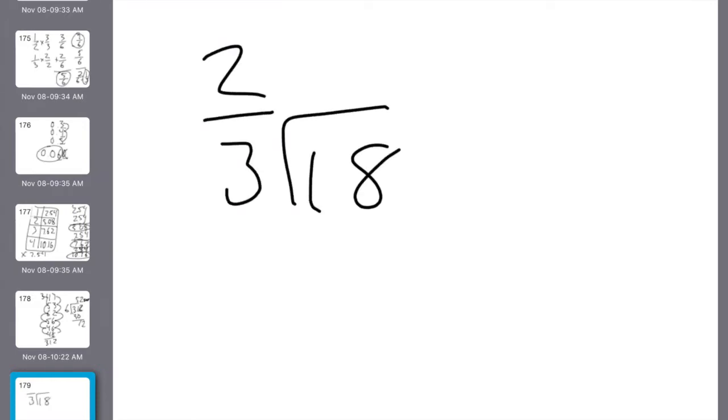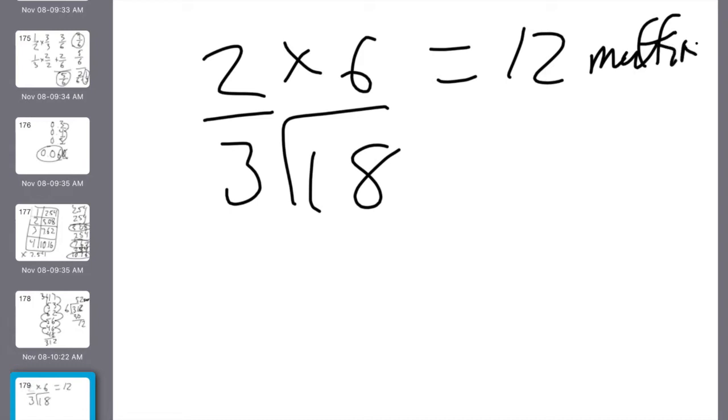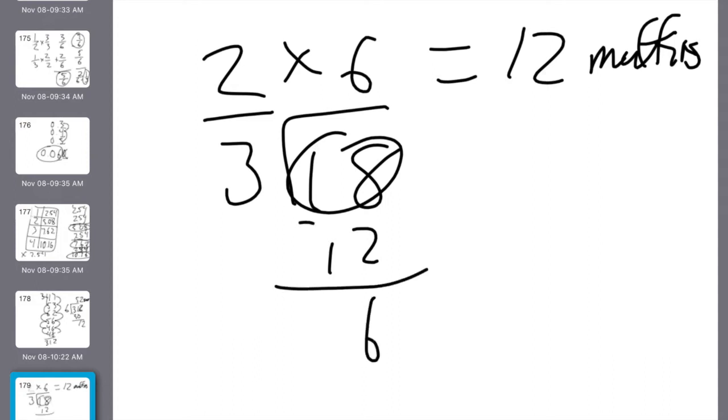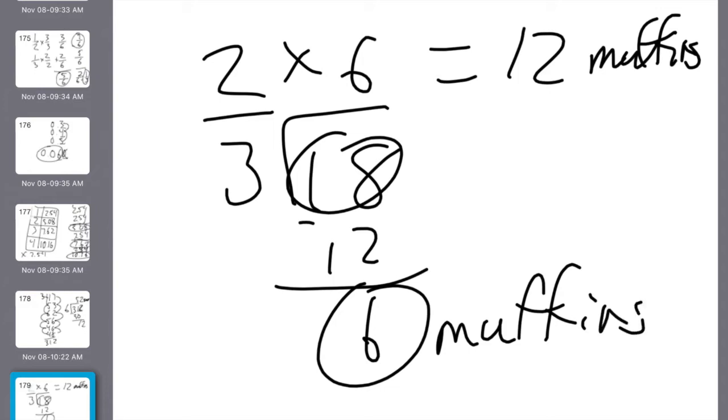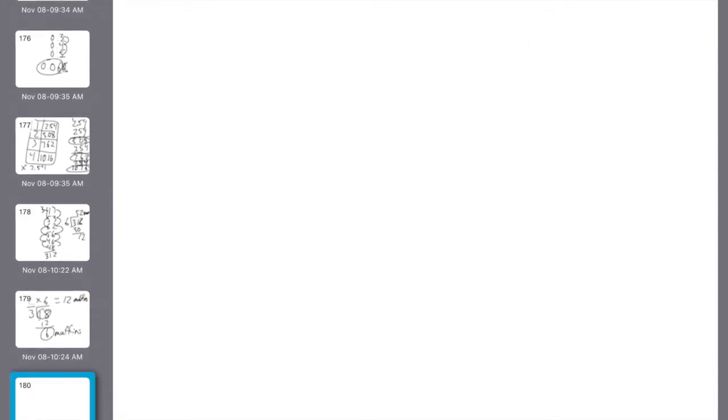Aziz sold 2/3 of his 16 muffins at the fundraiser. How many did he sell? Divide by my denominator, 6. Multiply by my numerator, 12. He sold 12 muffins. How many did he not sell? Subtract. Total muffins minus what he sold gives me 6. He didn't sell 6 of those muffins.